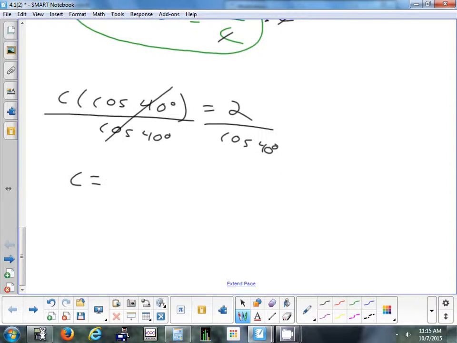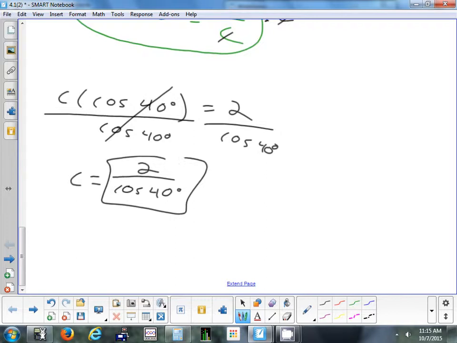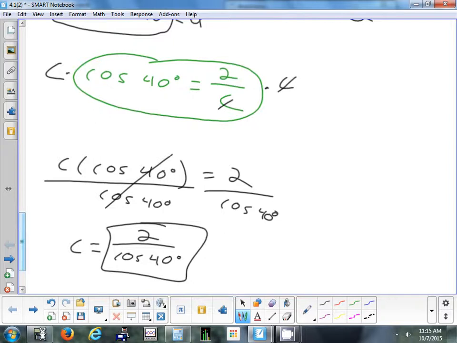So my final answer is 2 divided by cosine 40. And we'll type that in and get our decimal. Notice the original problem and the final answer. Look at what happened with the C and the cosine 40. They just swapped places. So anytime you've got a number on the left, a number on the top, and a letter on the bottom, you can just swap those two things. If you want to see why, just go through what we did. C equals 2 over cosine 40.